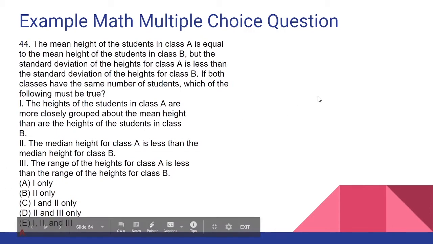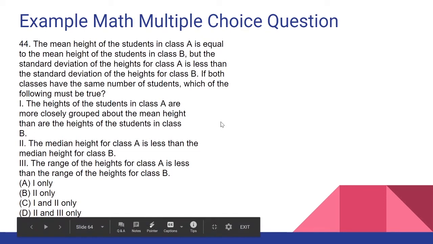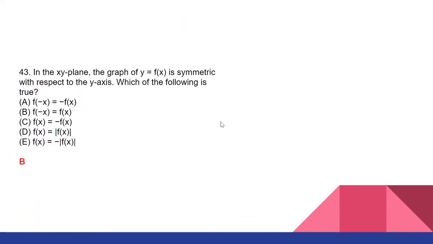But what I wanted to do is give you an idea of how these types of questions work, the I questions. And this is what it will look like. So the next type of question are usually about the XY plane, or the f of x questions that I told you about. So in the XY plane, the graph of y equals f of x is symmetric with respect to the y-axis. Which of the following is true?